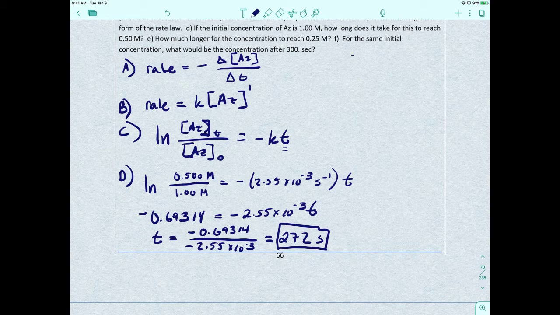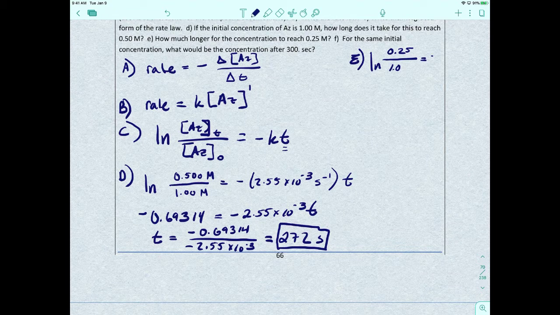Now for part E, how much longer will it take for that concentration to reach 0.25? All right, so I want to know how much longer is it going to take for this reaction to go to 0.25. Same equation again. So we're going to start with the equation from part C, except we're going to pop in our values. So the concentration of azomethane at a certain point in time T is going to be 0.25. The initial concentration is 1.